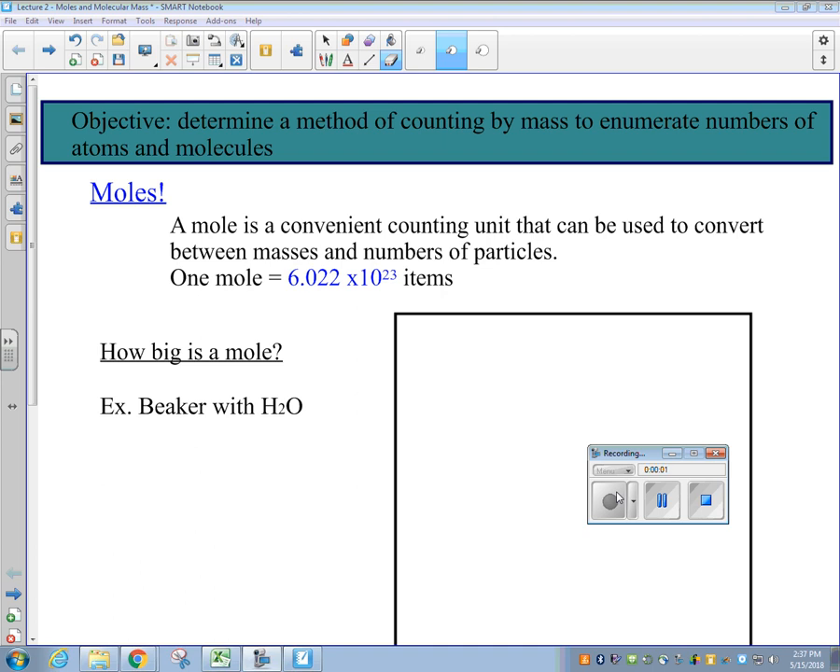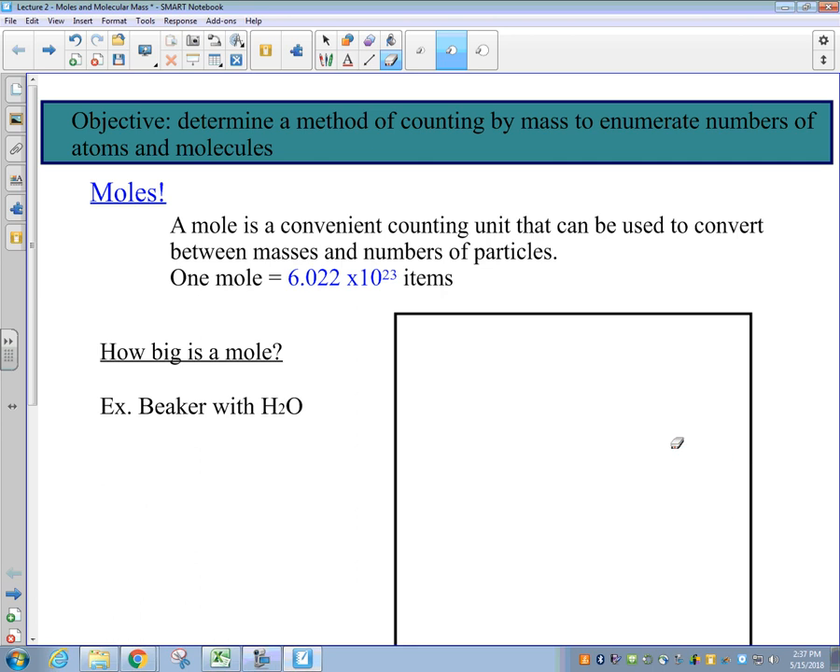Going to talk about a counting unit in chemistry, and this counting unit is called the mole. A mole is a very convenient counting unit that can be used to convert between masses and the number of particles. 1 mole of anything is equal to 6.022 times 10 to the 23rd items of anything.